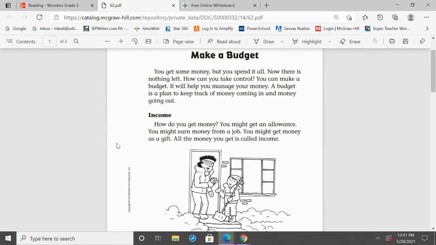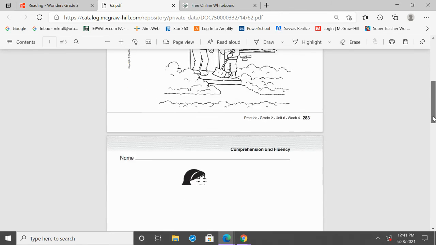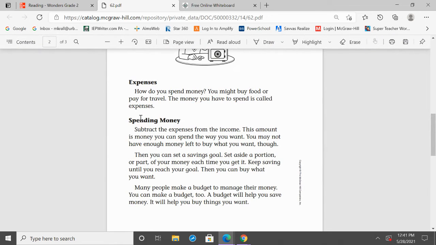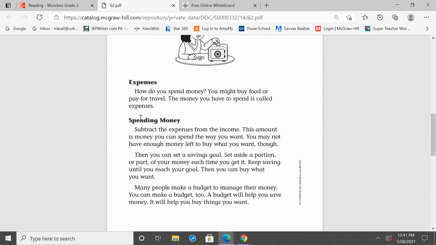Income. How do you get money? You might get an allowance. You might earn money from a job. You might get money as a gift. All the money you get is called income. Expenses. How do you spend money? You might buy food or pay for travel. The money you have to spend is called expenses.